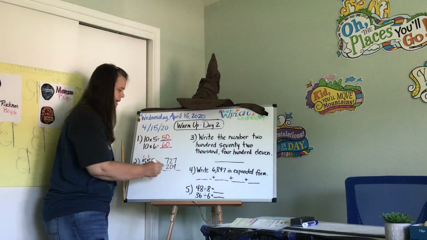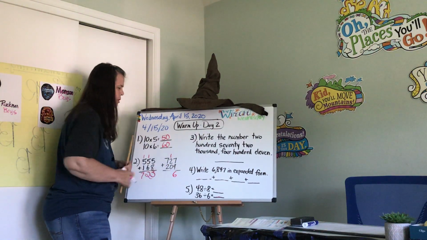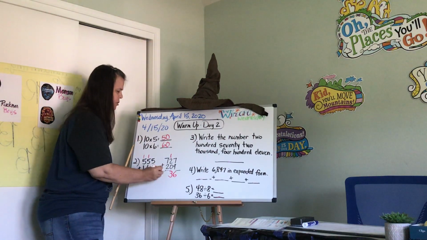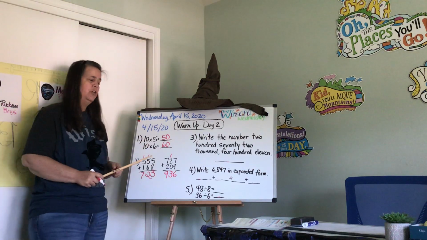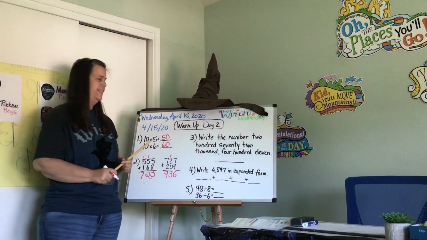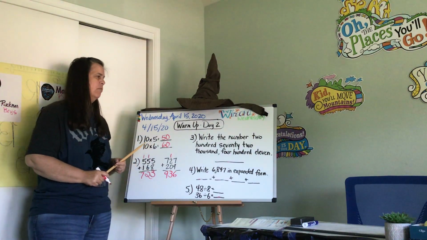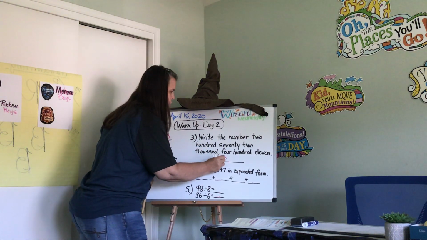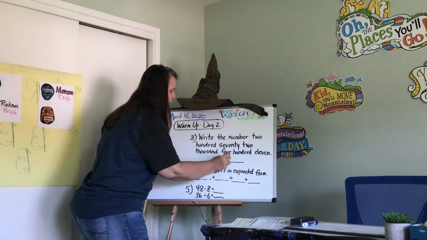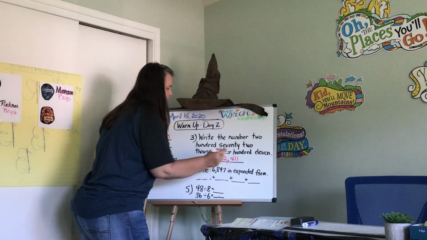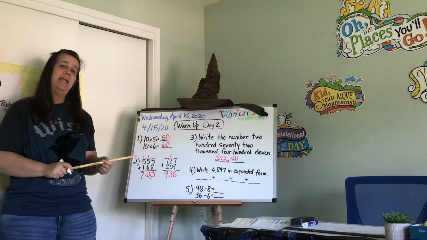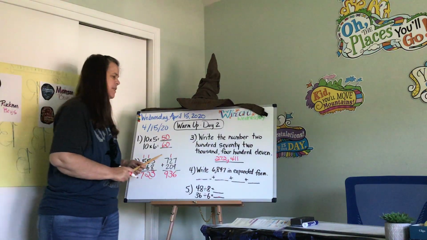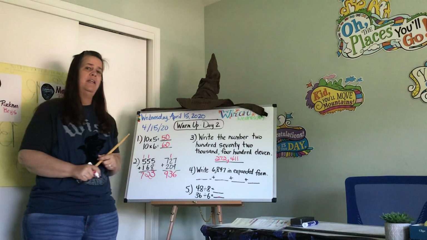7 plus 9 is 16. Regroup. 1 plus 2 plus 0 is 3. 7 plus 2 is 9. Final answer, 936. Let's move on to number 3. Write the number 272,411. Does yours look the same as mine? I bet it does. Number 4, write 6,847 in expanded form.